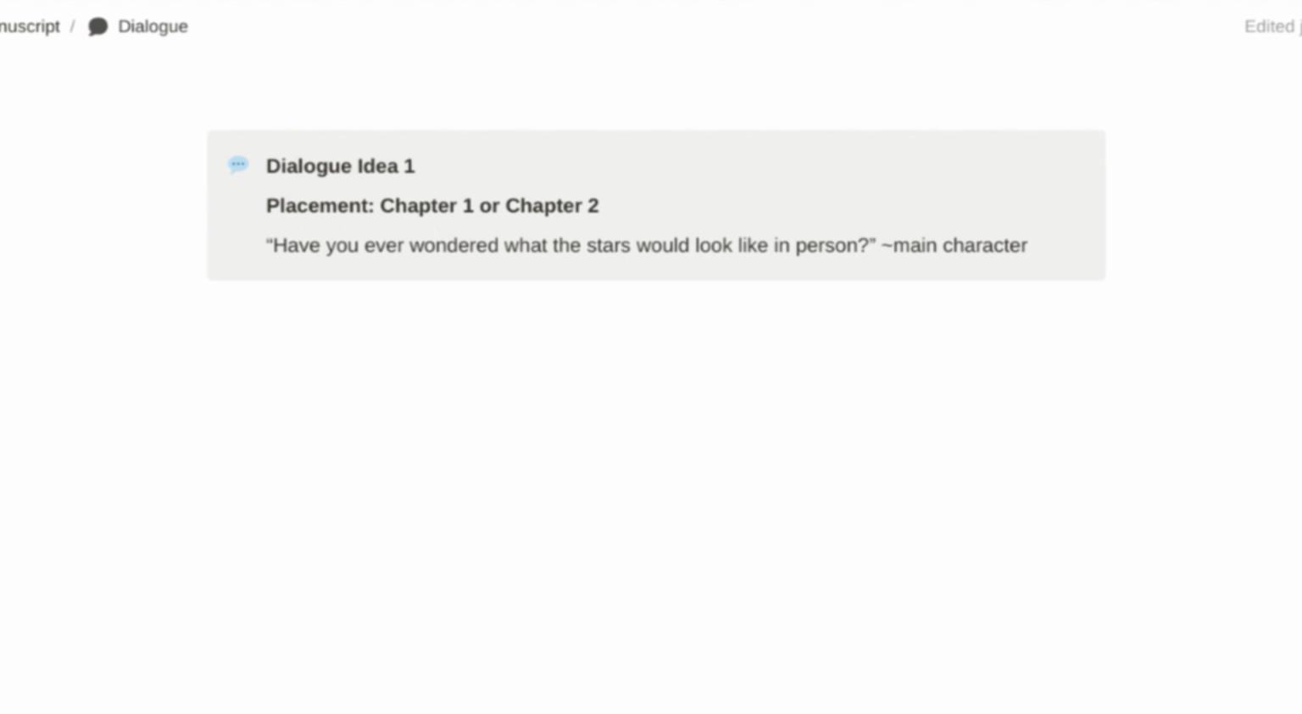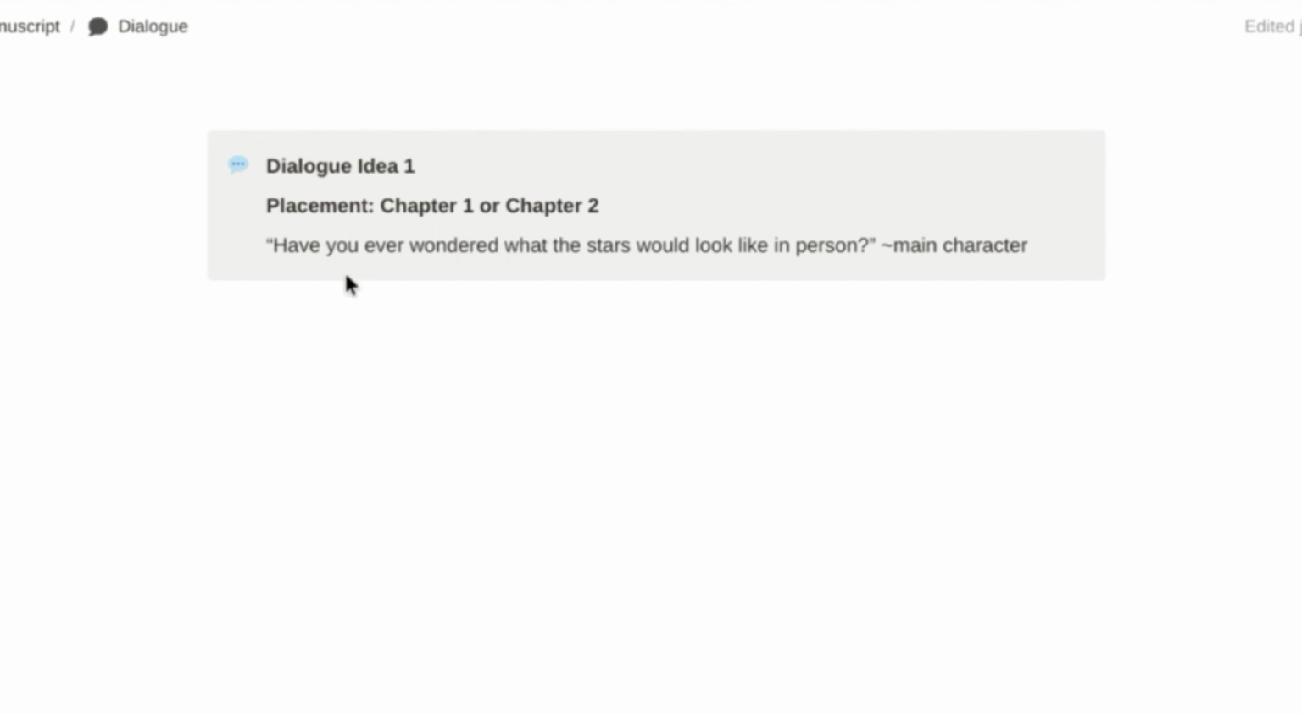So I'm using the call out box and I'm labeling the dialogue ideas per idea. So dialogue idea 1, dialogue idea 2. As you can see, this one's labeled 1. And then underneath I have the placement. So whether it be chapter 1, chapter 2, or I could put chapter 1 or chapter 2 like I have here. Or I could put chapter 1, 2, and 3. If I'm not sure which chapter, I might put chapter question mark.